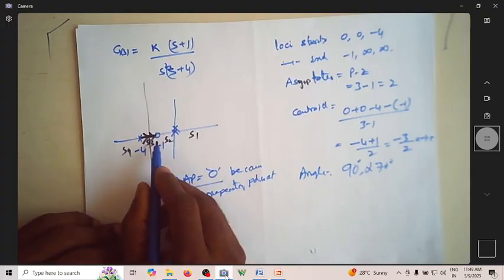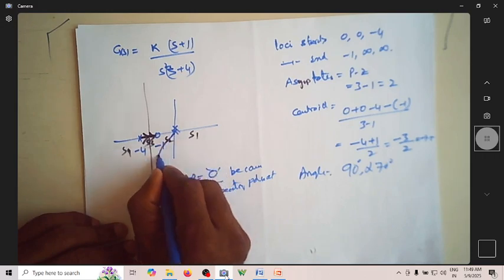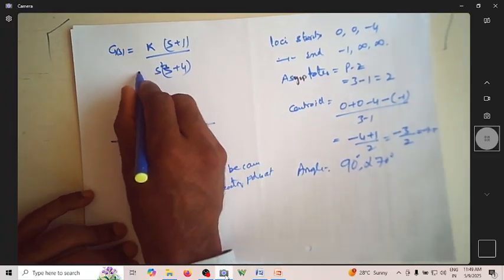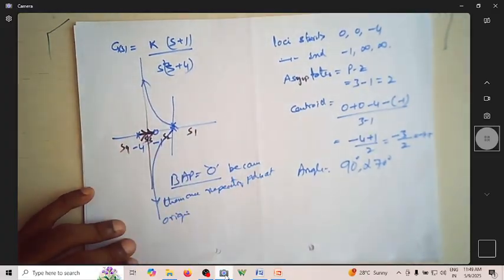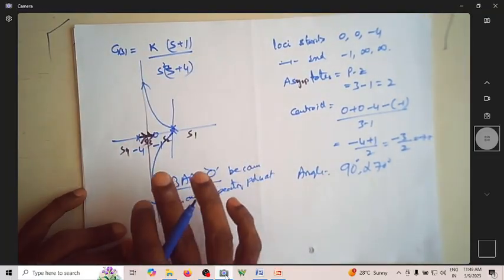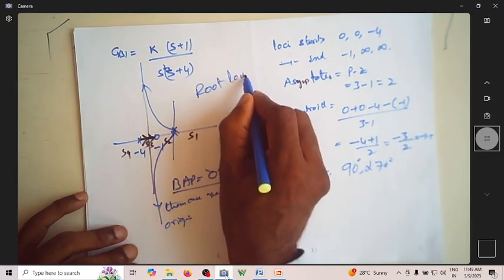Once it breaks there, we know that the asymptote is here. So once it breaks, it actually goes this way. It is as simple as this. So the root locus is over. This is the root locus.